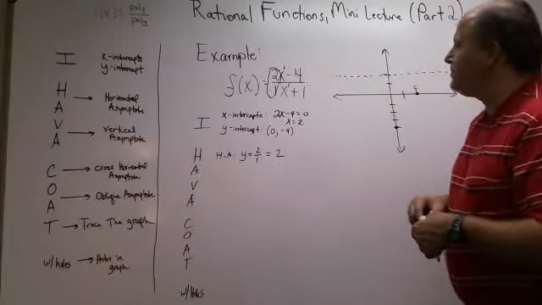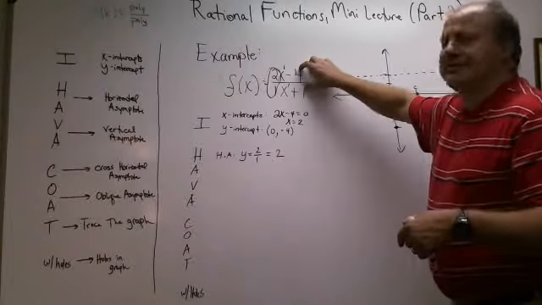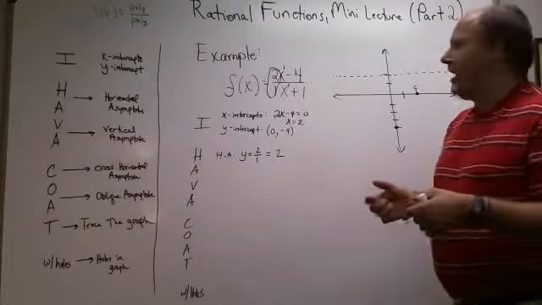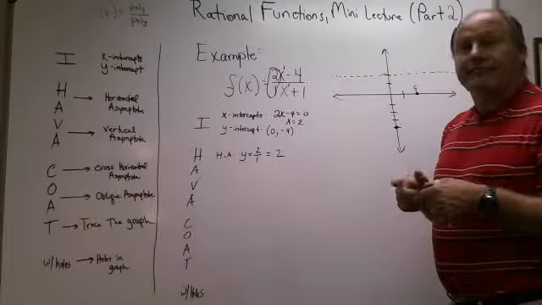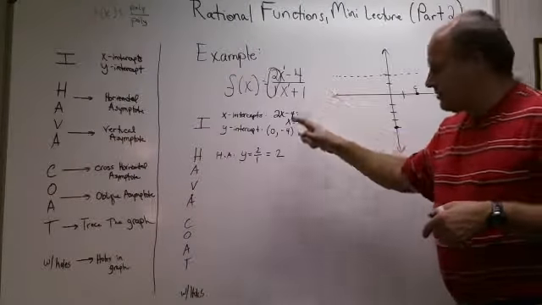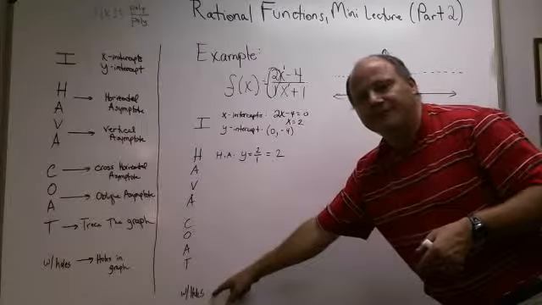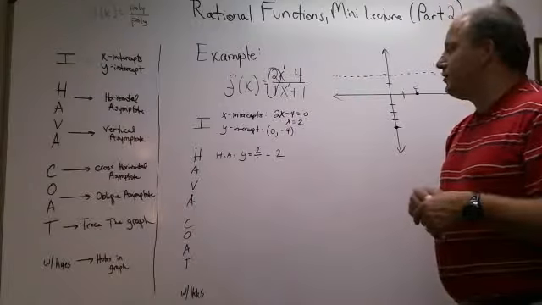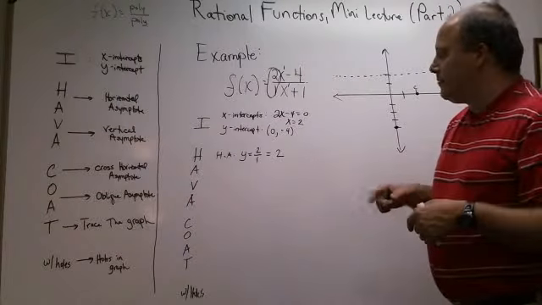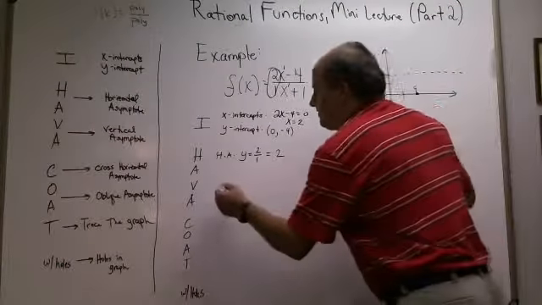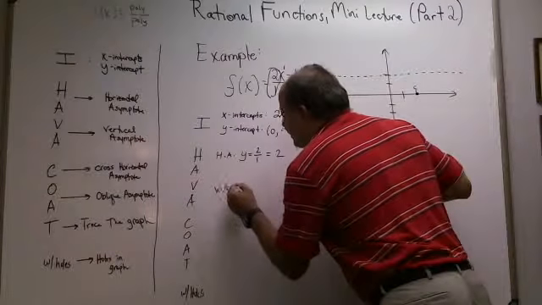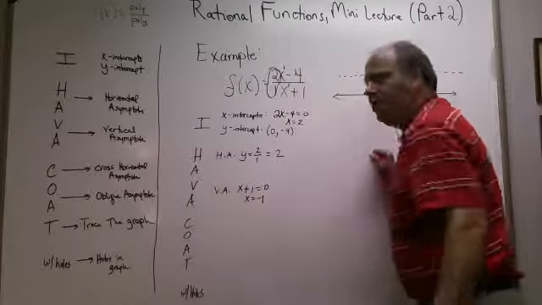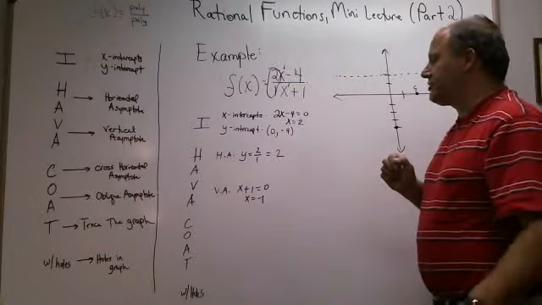Now the vertical asymptote. This thing has already been simplified: 2x minus 4 over x plus 1. There's nothing to reduce, so there are no common factors. And by the way, since there are no common factors, there are no holes. So we won't have any of these to worry about to begin with. And I will do in part 3 my one that has holes in it. But on this one, there is a vertical asymptote. And the vertical asymptote comes from setting the denominator equal to 0. And so x equals negative 1. So that's the vertical asymptote.